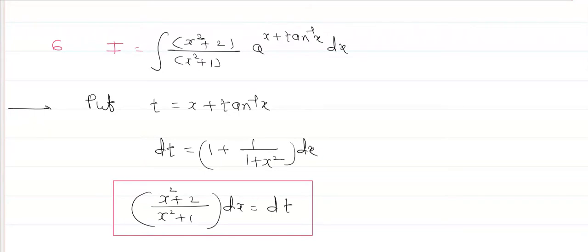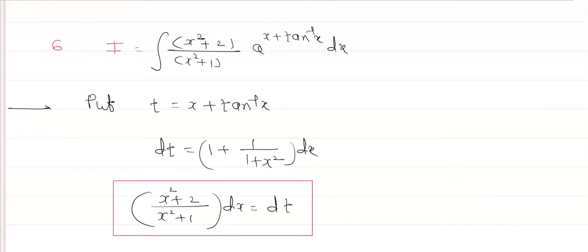I is equal to the integral of x square plus 2 upon x square plus 1, and here is e raised to x plus tan inverse of x. Now it's very interesting. Here we have x square plus 2 upon x square plus 1, and here is tan inverse of x. Now one can think what our substitution will be. Our substitution is x plus tan inverse of x equals t.